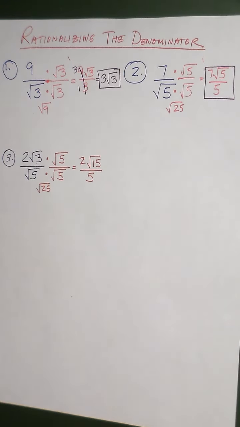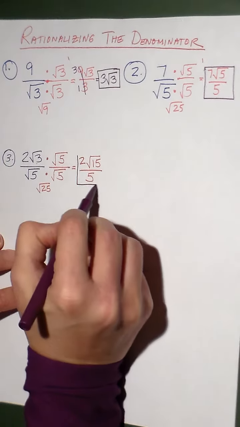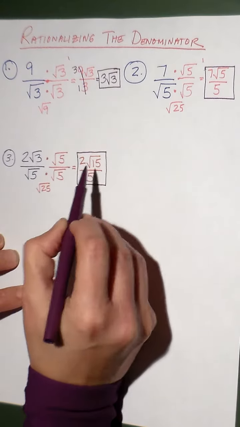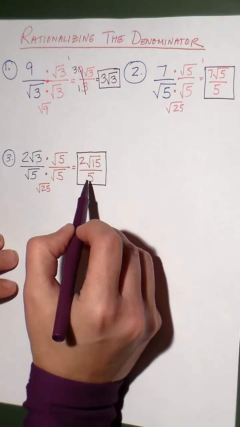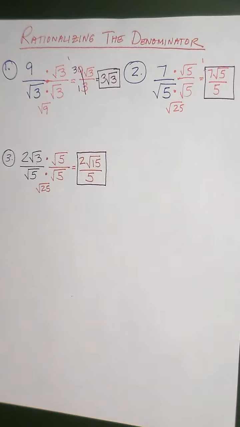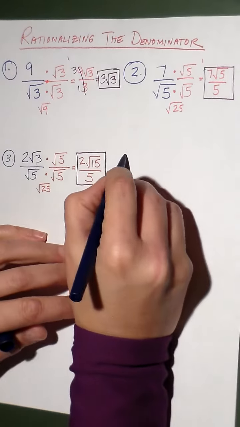So when I look at this answer again, can I reduce this? And the answer is no. This is as simplified as it's going to get. I can't reduce the 15 and the 5. The 15's under the radical, the 5 is not. Okay? So let's look at one more example for rationalizing the denominator.